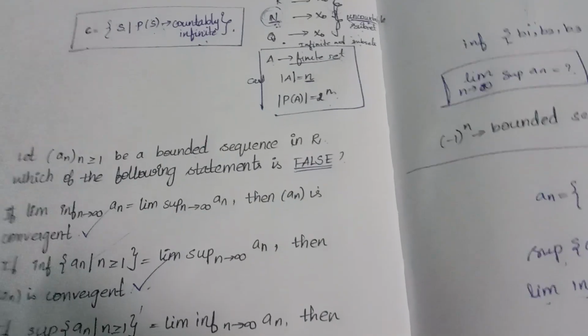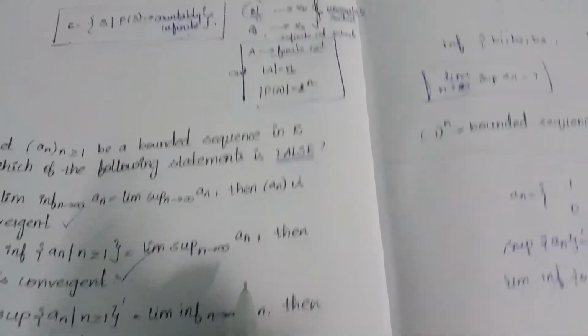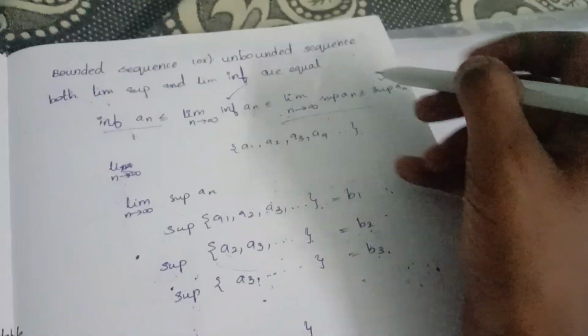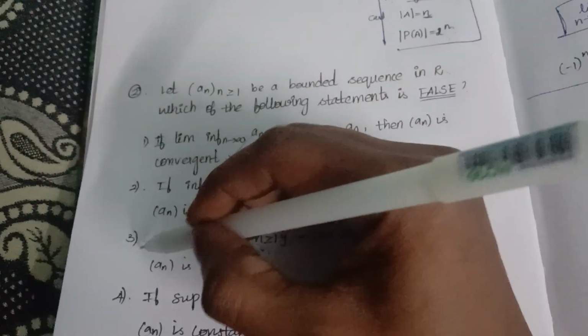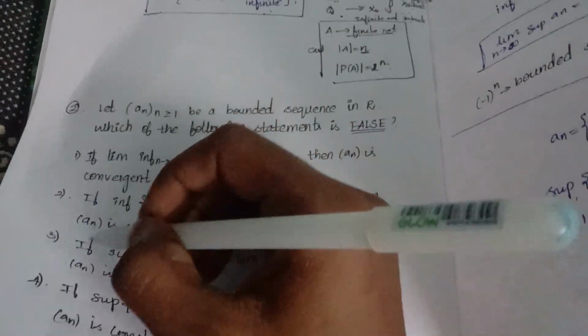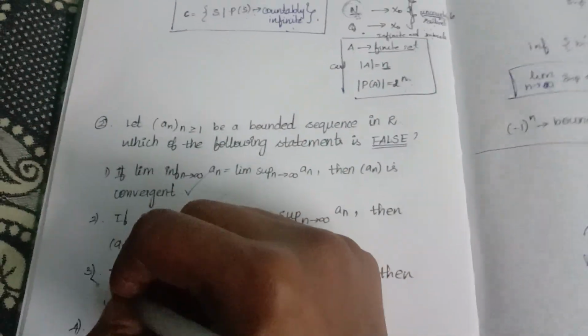Here the limit supremum and limit infimum as n tends to infinity are equal, which means definitely it should be a convergent sequence. But the option given here is constant, so this one is the false option for our question. This one is the answer.